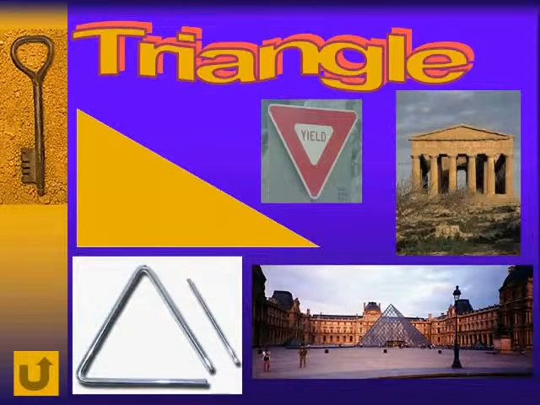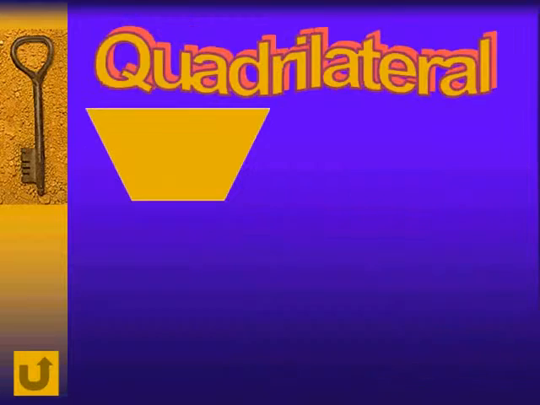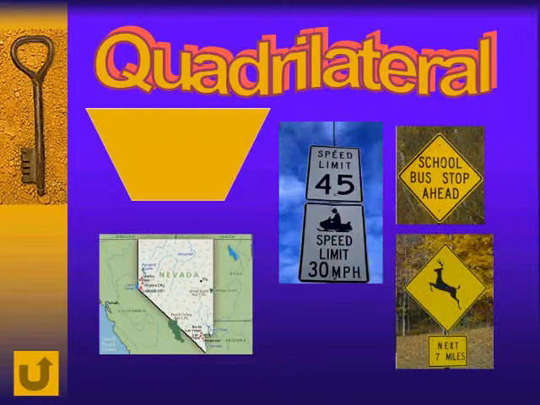And several real-world example pictures. Quadrilateral, which by the Greek naming system could also be called a tetragon, tetra meaning four, T-E-T-R-A, gon. And several examples.